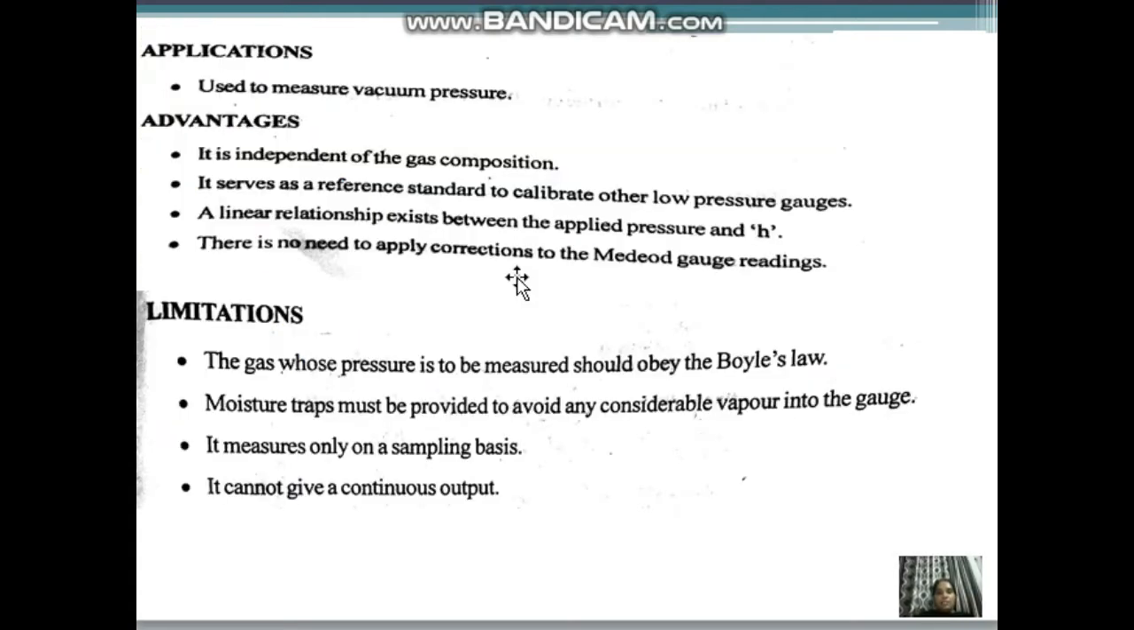So coming to the applications, as you know, these are used to measure vacuum pressure. And the advantages are that it is independent of the gas composition, and it serves as a reference standard to calibrate other low pressure gauges, and a linear relationship exists between the applied pressure and H. So there is no need to apply corrections to the McLeod gauge readings. And coming to the limitations, the main limitation is that the gas whose pressure is to be measured should obey Boyle's law, and of course it cannot give a continuous output, and sometimes moisture will get entrapped in the capillary tube, so always you have to check that.